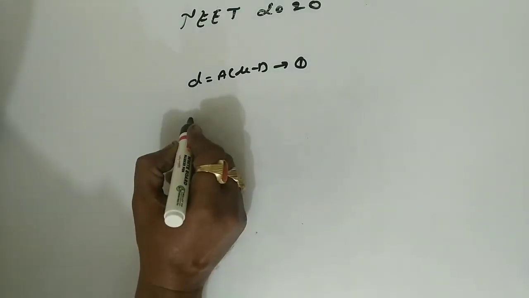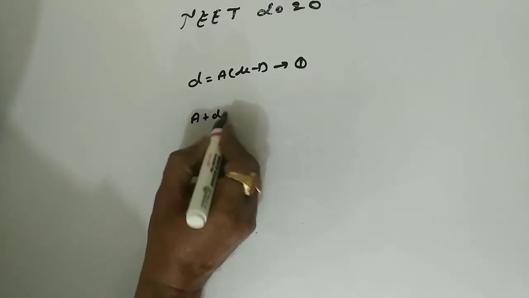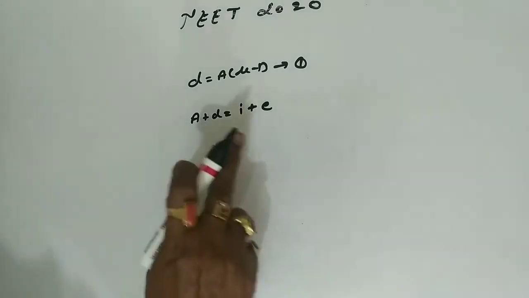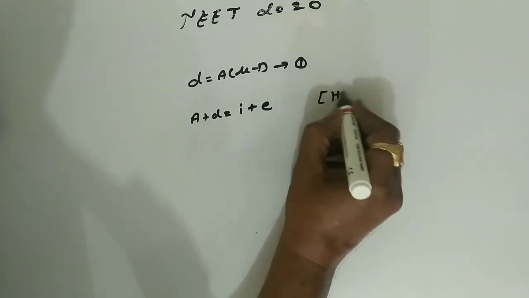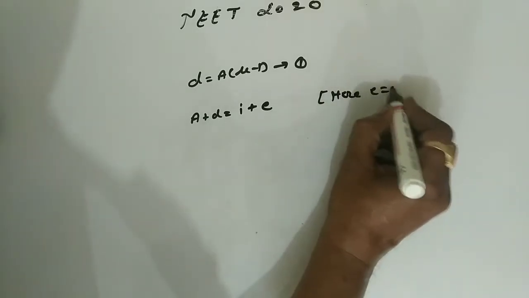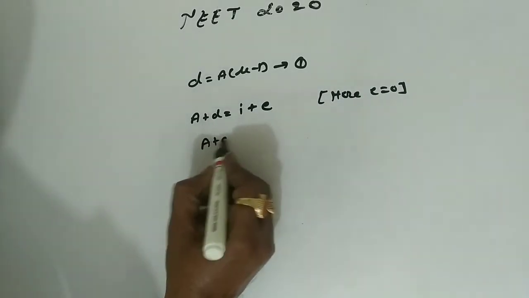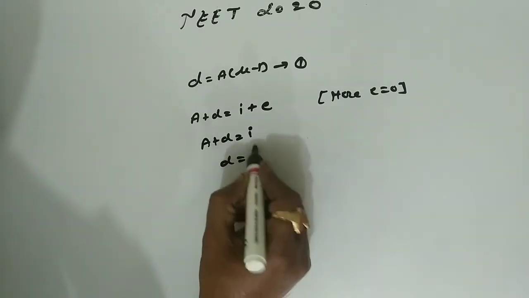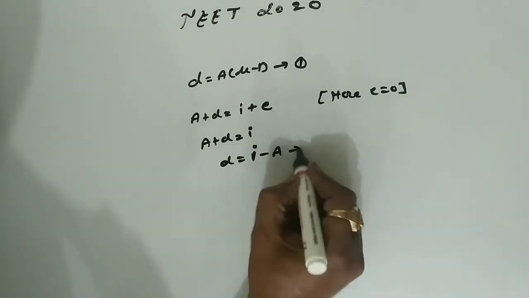When the light suffers deviation from the first face, we have got the equation for the prism: A plus D equals I plus the angle of emergence. So the ray is emerging normally from the second surface. Here E equals 0. Then A plus D equals I. D equals I minus A. Now this is equation number 2.